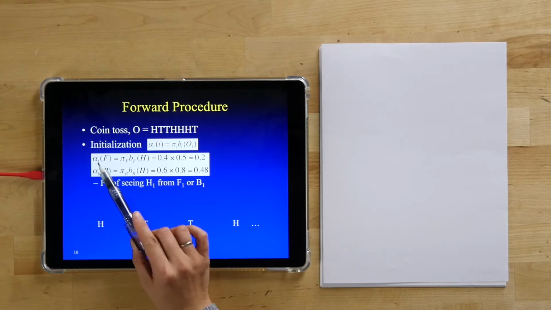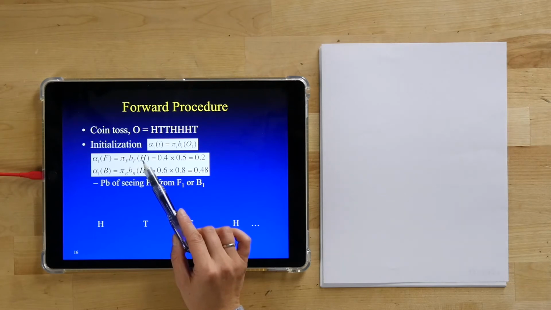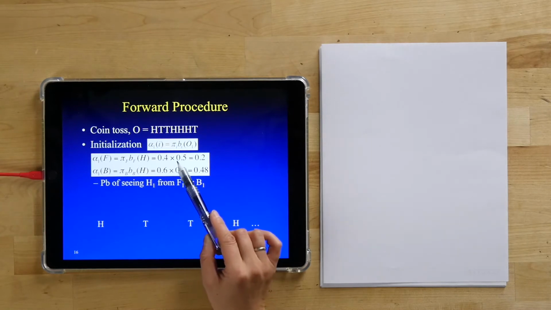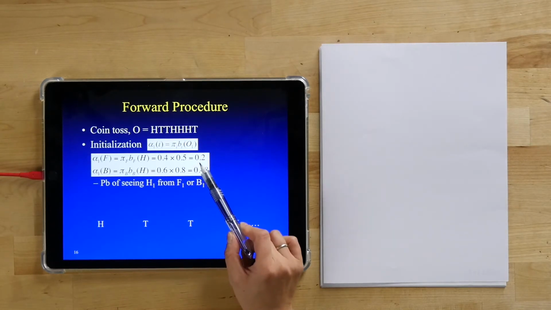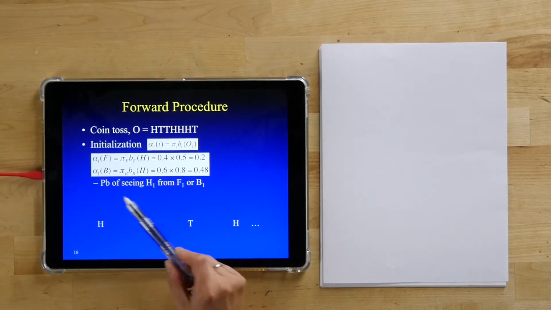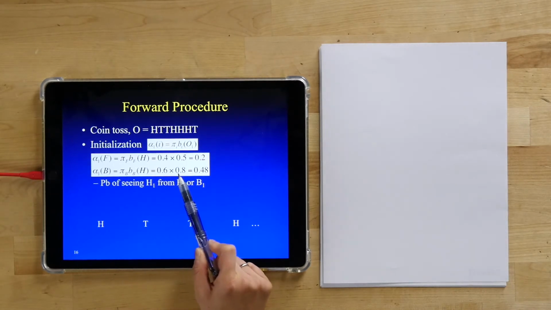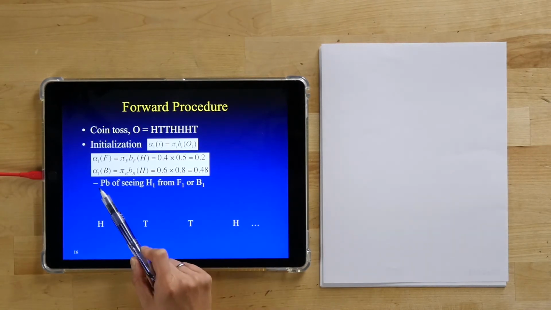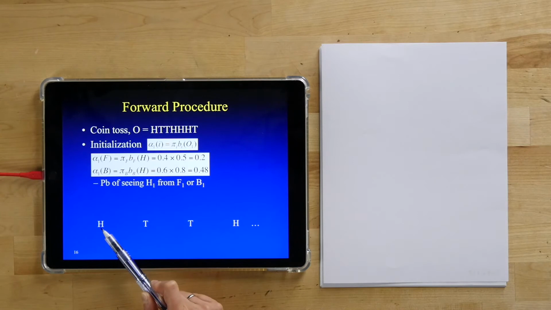So in this case, you can see if I'm using a fair coin in order to get this head, first I have to pick a fair coin, and then from that fair coin I also have to give out a head, and that probability is 0.2. But if I start from using a biased coin, 0.6, and from the biased coin to get a head, it's much easier, so I get a higher probability. So the initialization is the probability of seeing this particular head from either a fair coin or a biased coin, right?